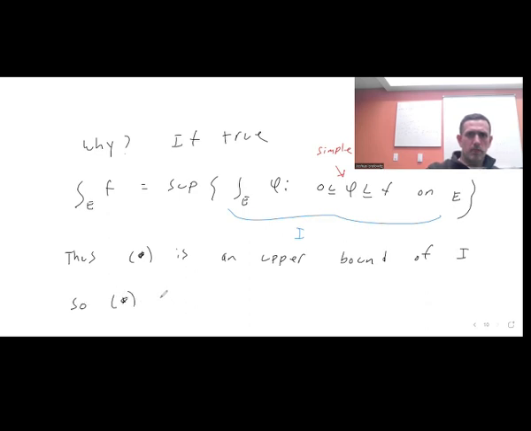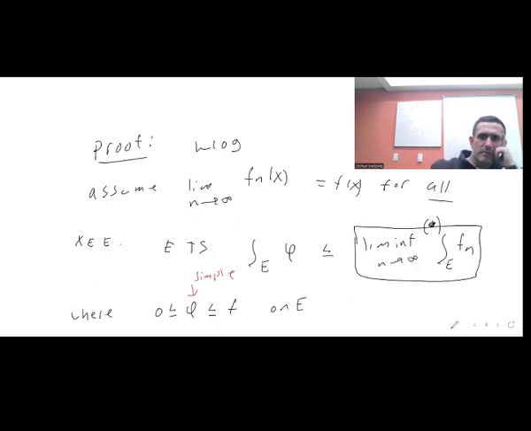Well, sup is the least upper bound. So this is sup of I. So we get what we need. And this is important to be able to look at simple functions. So yeah, this is our goal here for all these simple functions.